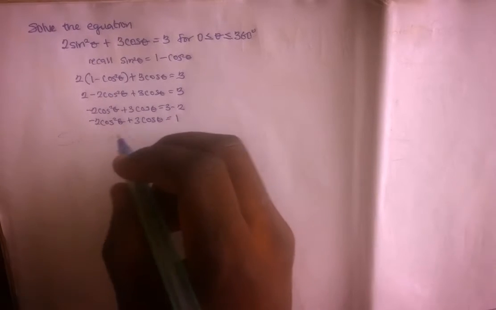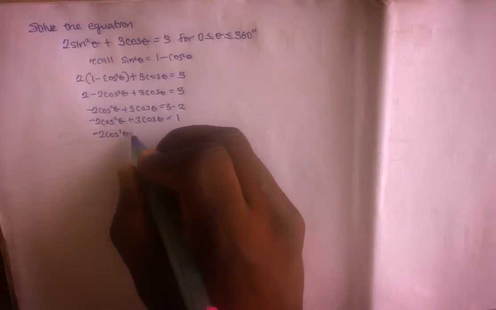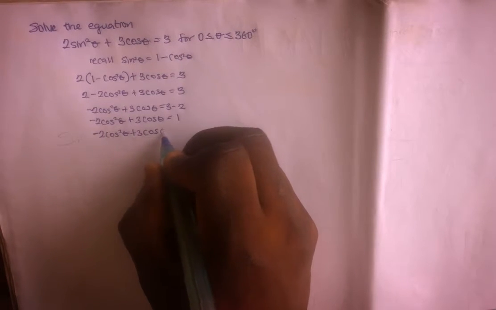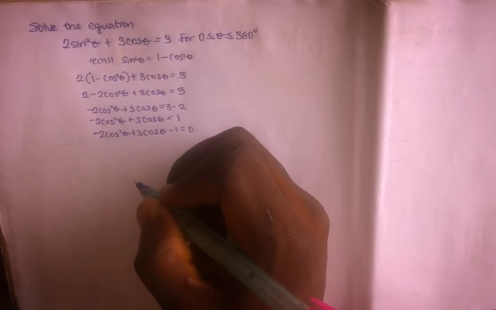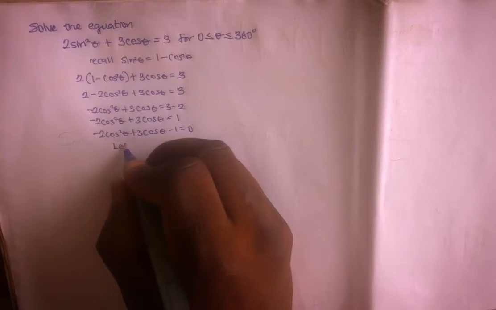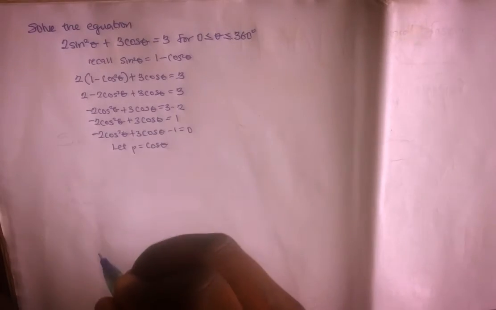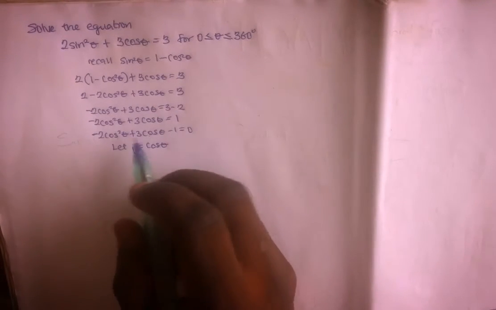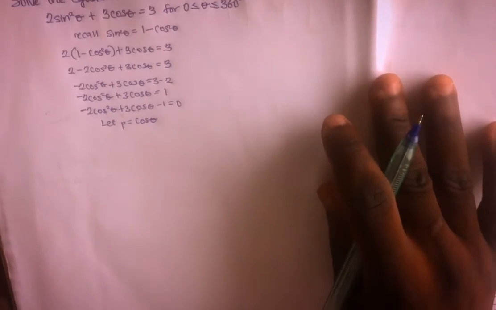Then let's bring this one here, so that we have minus 2 cos squared theta plus 3 cos theta minus 1 equals 0. The next thing is that we can let p be equal to cos theta. Because we are having cos theta twice, we can replace it by a single variable.